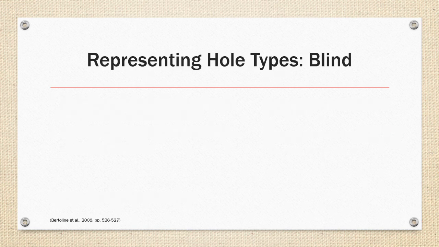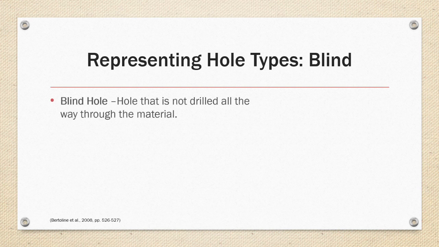The next part of chapter 10 covers representing holes and hole types. Hole features are represented in specific ways based on type. Some hole features may include combinations of several of the following hole types. The first type I'd like to cover is called the blind hole. The blind hole is a hole that does not go all the way through the material and has a bottom.